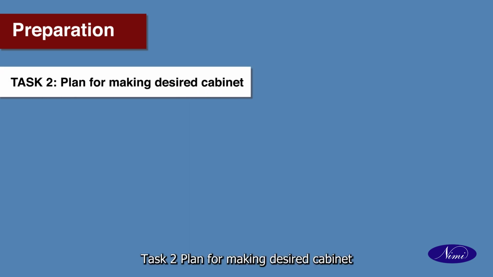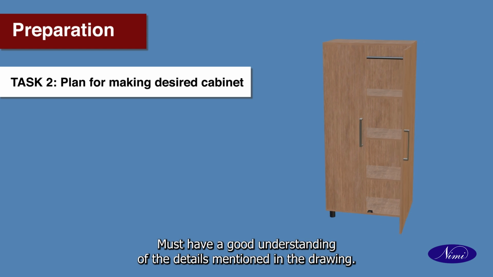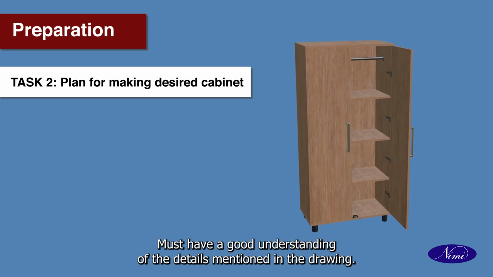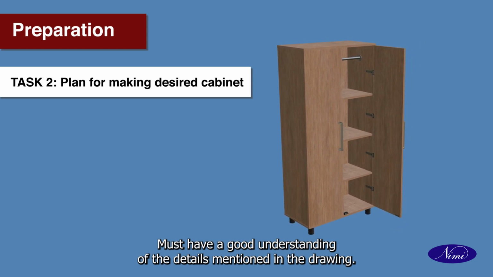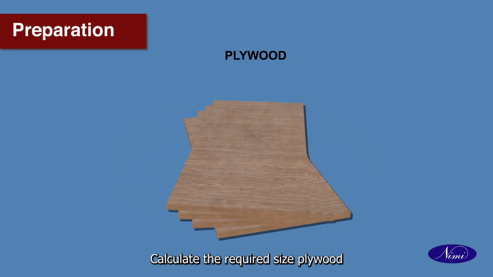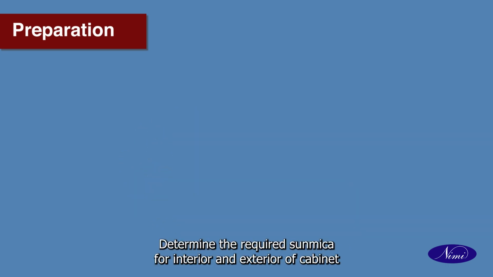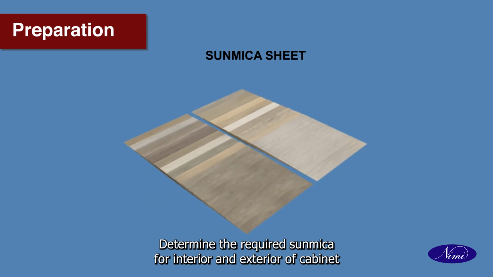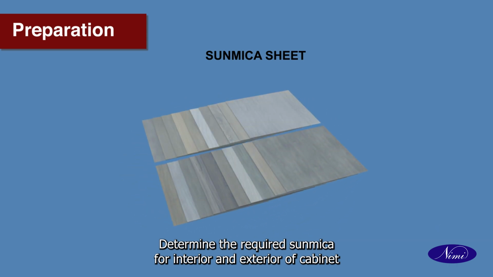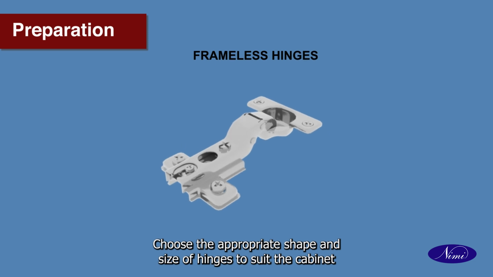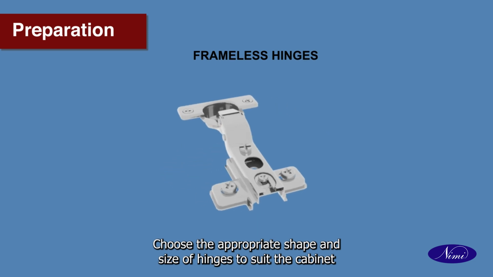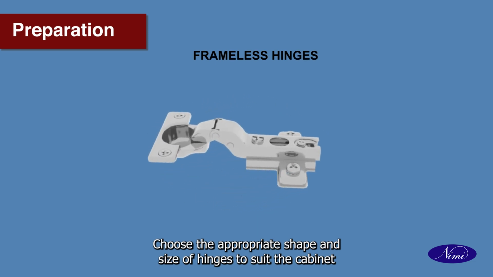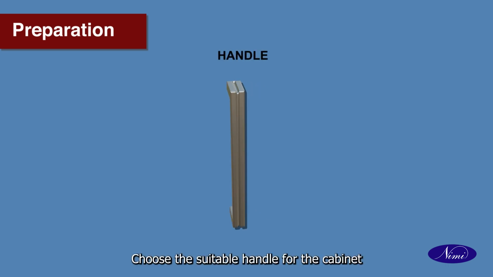Task 2. Plan for making the desired cabinet. Must have a good understanding of the details mentioned in the drawing. Calculate the required size of plywood. Determine the required sunmica for interior and exterior of the cabinet. Choose the appropriate shape and size of hinges to suit the cabinet. Choose the suitable handle for the cabinet.